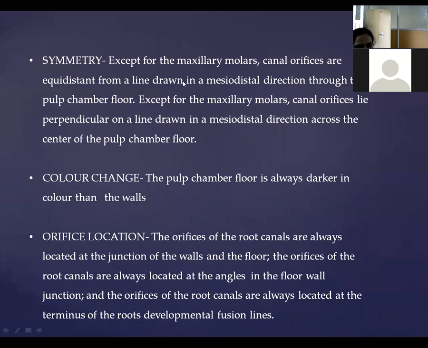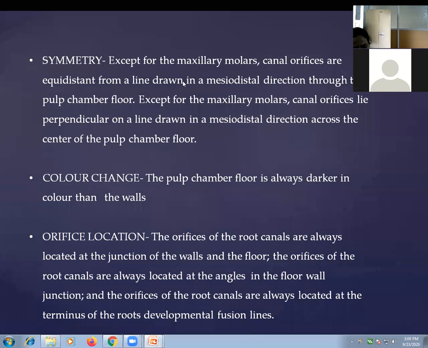If you draw a line passing through the tooth mesiodistally, preparing two halves, one buccal and one lingual, this will divide the tooth symmetrically. The exception is maxillary molars. Except for maxillary molars, a line drawn mesiodistally through the pulp chamber will divide the pulp chamber into equal halves.